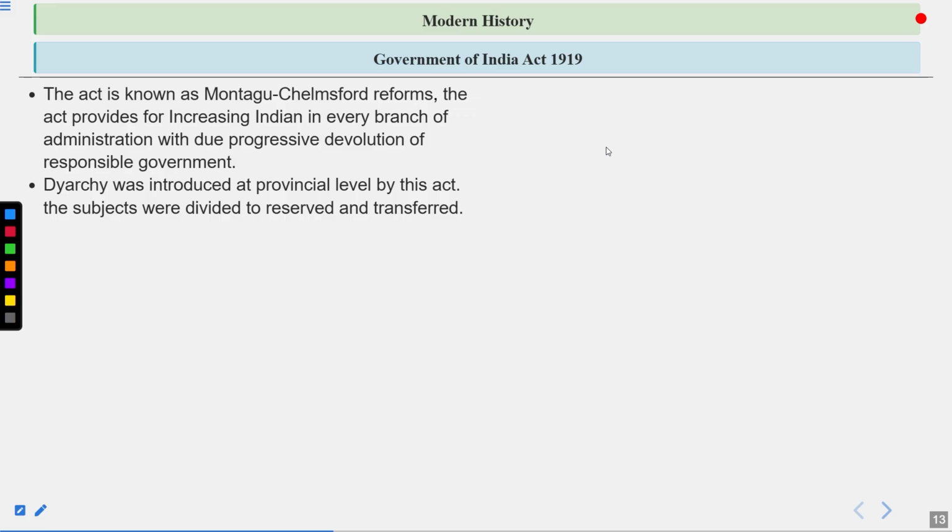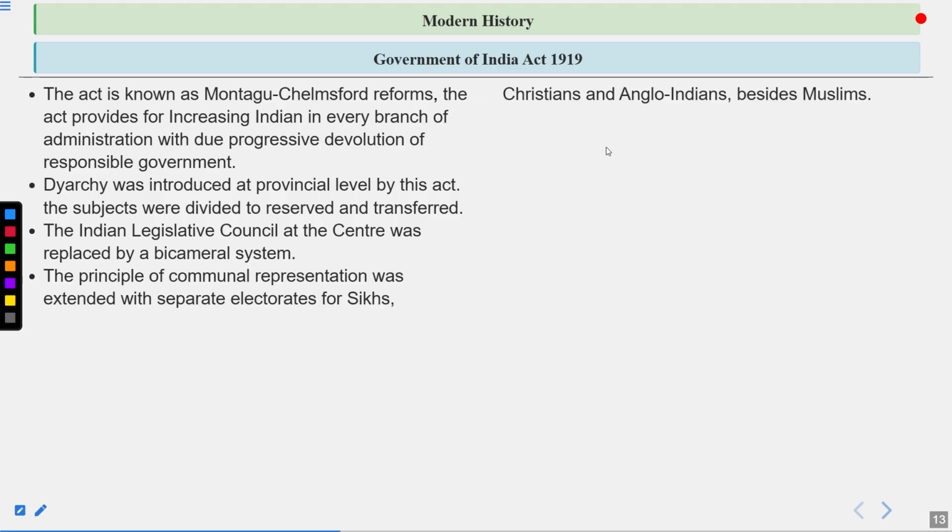The reserved list is the list under which the Britishers can create laws, and obviously the Britishers kept all the important portfolios with them only. And transferred is the subjects on which the Indians can create laws, and these are not very important subjects. The Indian Legislative Council at the center was replaced by a bicameral system. The principle of communal representation was extended with separate electorates for Sikhs, Christians, and Anglo-Indians, besides Muslims. 25% of the budget was subject to vote, the rest was non-votable.